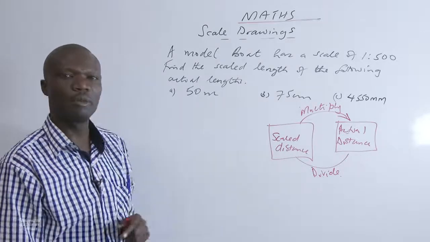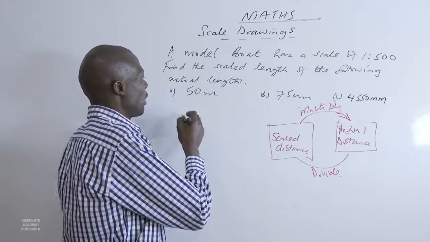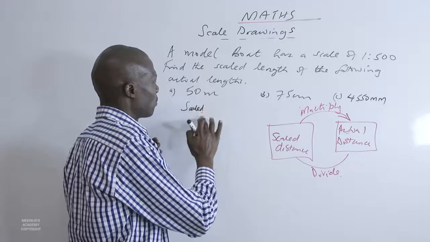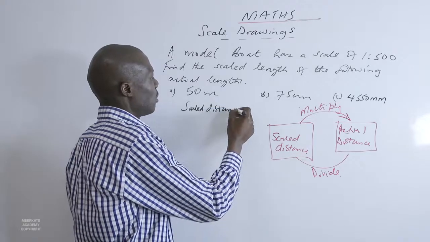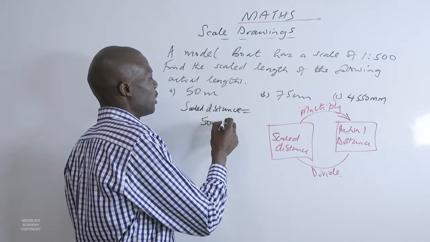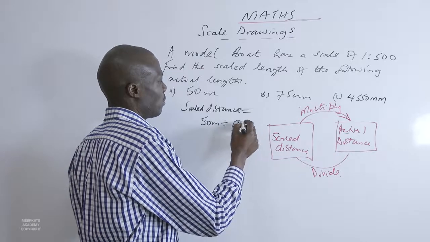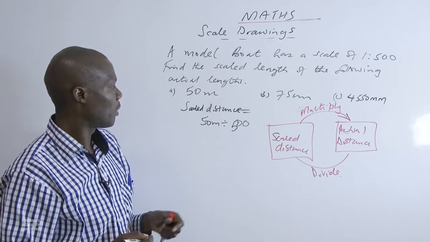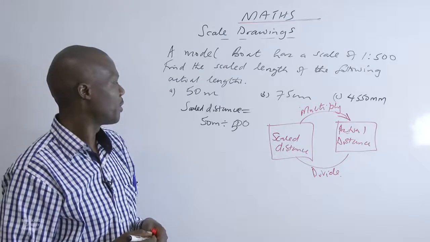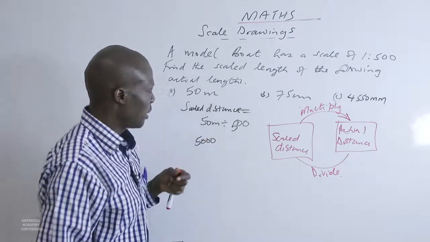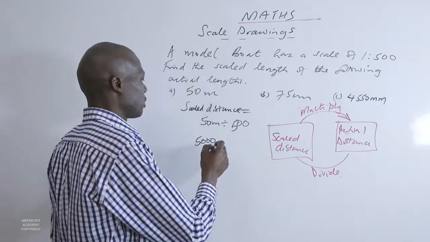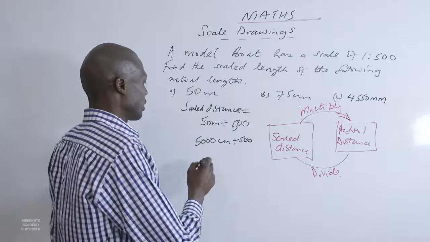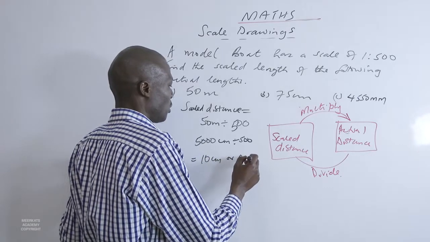So this simply means this. Our scaled distance equals 50 meters divided by 500, where 500 is our scale factor. Looks a bit awkward, so let us convert it to centimeters. This is equivalent to 5,000 centimeters divided by 500. So the scaled distance you will get is 10 centimeters or 0.1 meters.